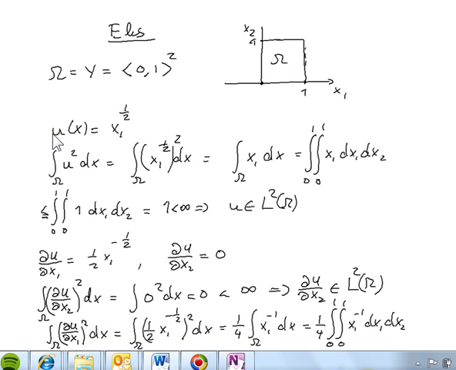Let's now consider the following function, u of x. Note that x, as before, consists of two coordinates, x1 and x2. And we let this function be equal to the first coordinate, the square root of x1, sorry.